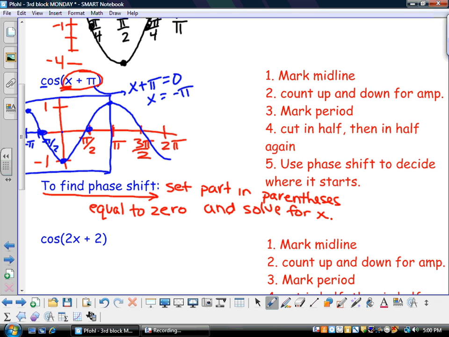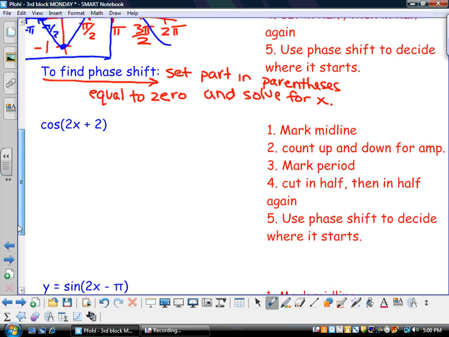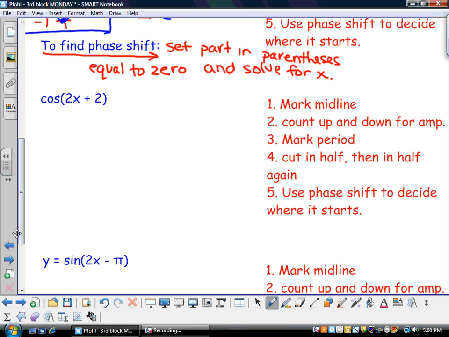I think on Friday we also did this last one, y equals the cosine of 2x plus 2 pi, which is how it looks in your packet. This graph has a regular amplitude of 1. The period is pi. Remember, to get the period, we always set it equal to 2 pi divided by whatever x is being multiplied by, our value for b right there. So the period is pi.